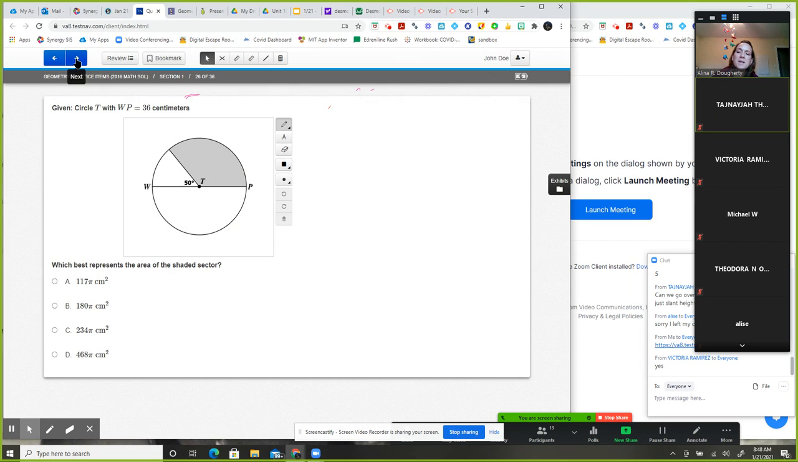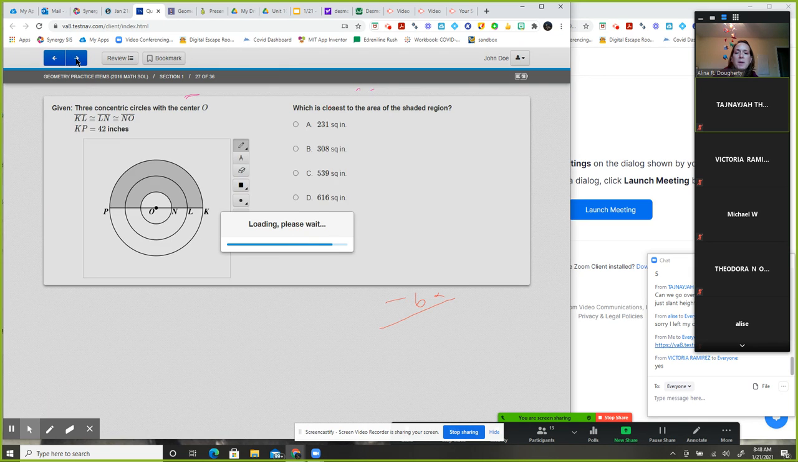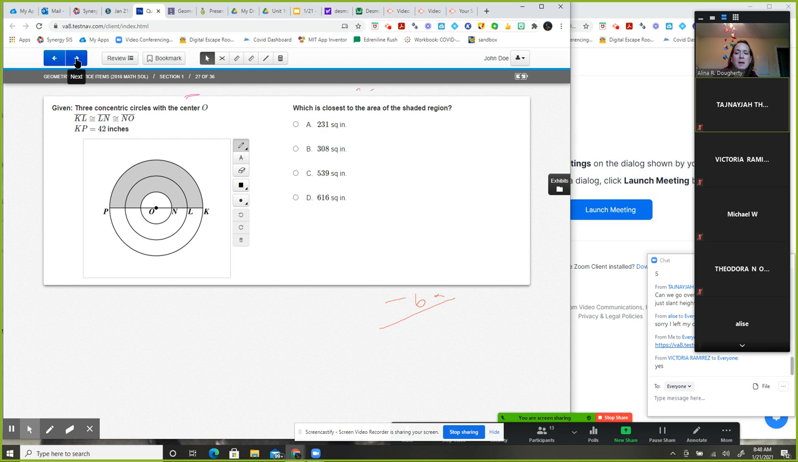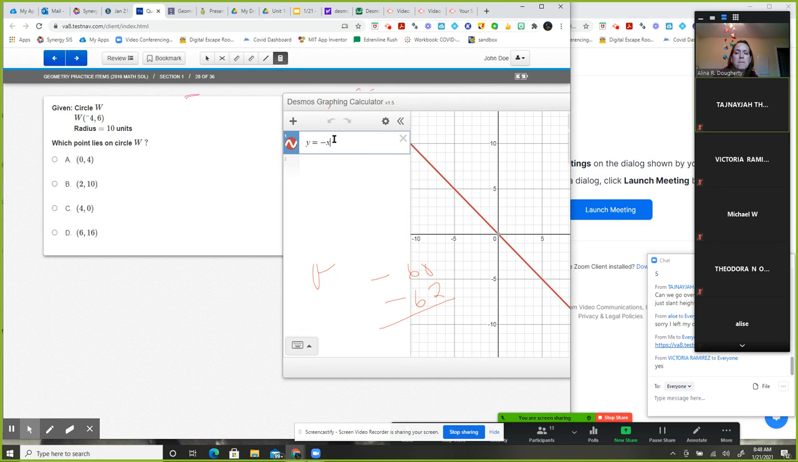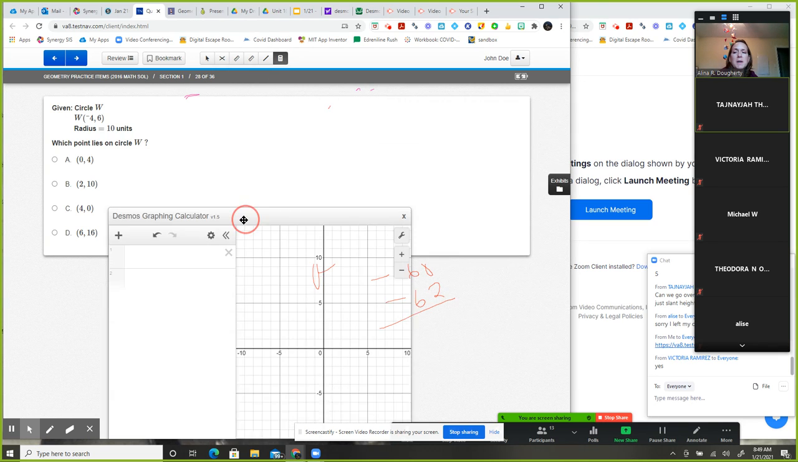Okay, still looking for one easy question. How about this question? We've got 10 more. There might be an easy one. That looks complicated. How do I do this one? If this is the center and this is the radius, how do I write the equation in Desmos? Anybody? We can always look at our formula sheet.